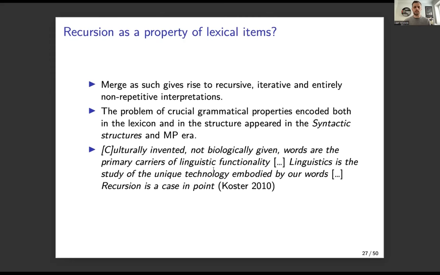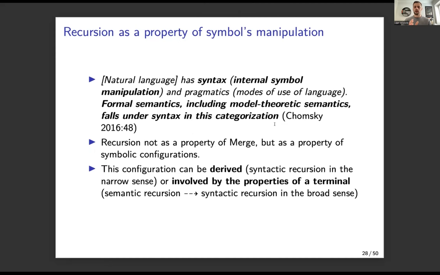So if we take this point of view I mentioned at the beginning, namely that we can think of some wider kind of syntax, the one responsible for internal symbol manipulation and then covering also formal semantics, we might think of recursion being not a property of merge as such, but a property of some symbolic configurations, right? And then we might think of this configuration giving rise to recursion that is derived. So then we could think of syntactic recursion in the narrow sense as simply involved by the properties of a terminal. And then we could think of semantic recursion, that is, syntactic recursion in a broad sense.